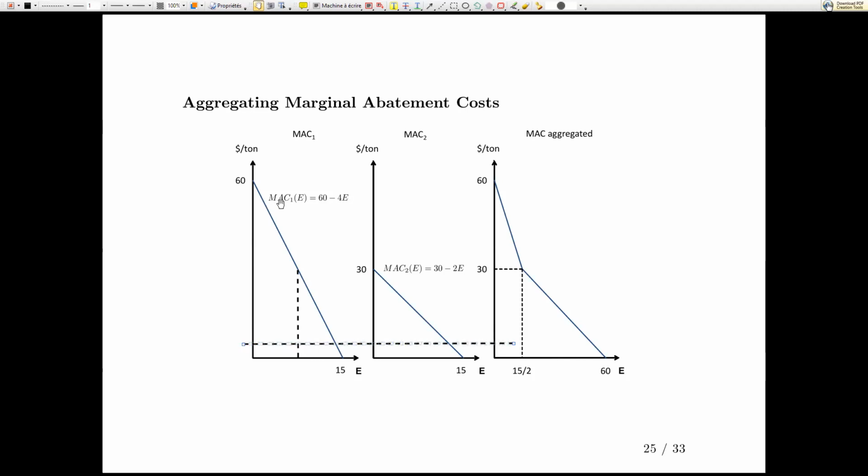So firm one is going to choose the level E such that MAC1 equals 0. So I get that E will be equal to 15. I can do that for firm 2. And then I know that if I'm not asking anything to firm 1 or firm 2, then since these are the only two firms that emit pollutants in my economy or in my region, what is the total emission that I'm going to get? I'm going to get 15 plus 15 equals 60. All right. And question? Yeah.